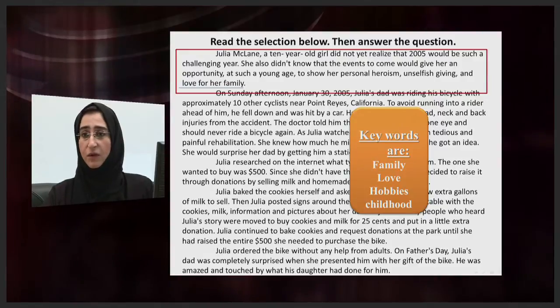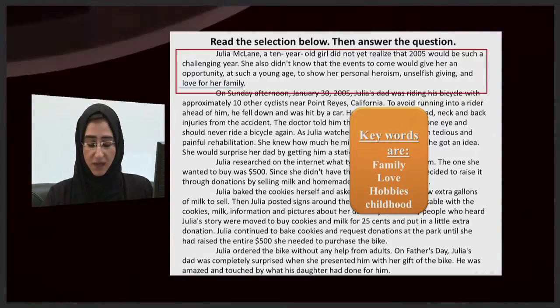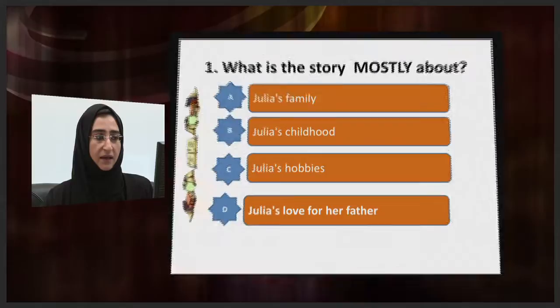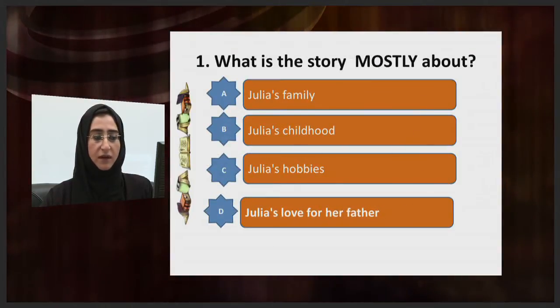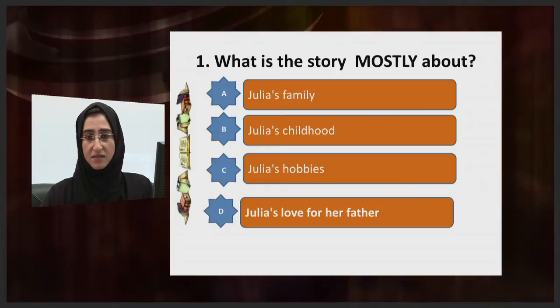So we can get from the introduction what it is about. So the main idea here is Julia's love for her father. It is the nearest answer.